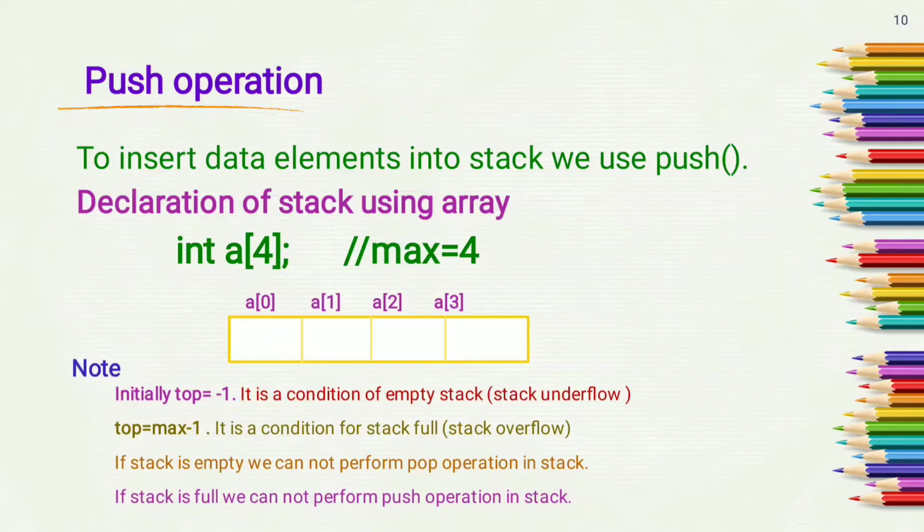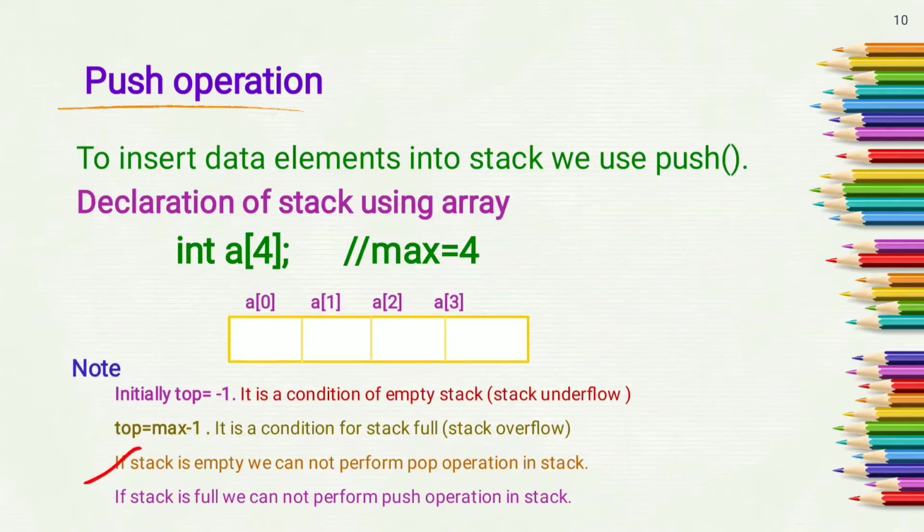When our stack contains 4 elements, in this case the value of top becomes max -1, that means top is at index 3. Initially max is 4. When top points to index 3, it means stack is full or stack overflow. So top equals max -1 is the condition for full stack, and you can say stack overflow condition.